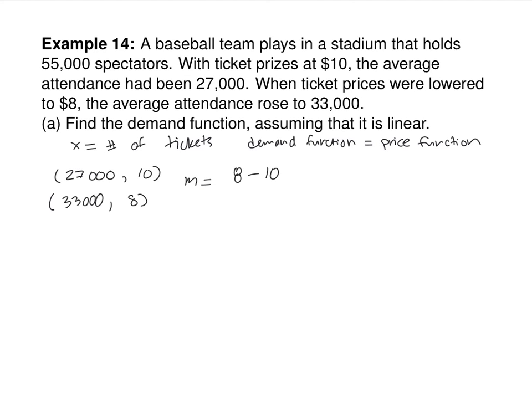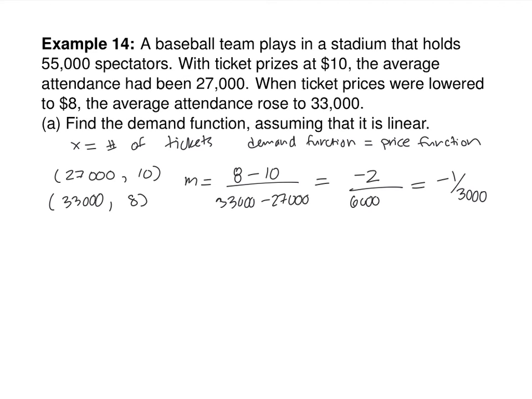8 minus 10 over 33,000 minus 27,000, negative 2 over 6,000. Is that right? Sure. Is there a reason to go if ticket price was your x? You can do it that way, I just didn't, and the textbook doesn't, and so if it's asking for the demand function, like on a WebAssign question, it's going to want you to do it this way. If you phrase it that way, you have to think about it a little bit differently, but it's possible.